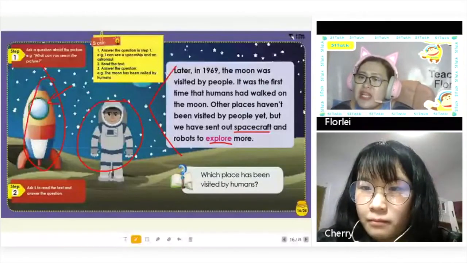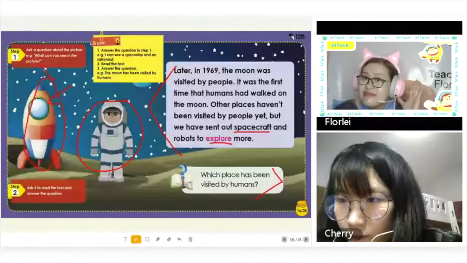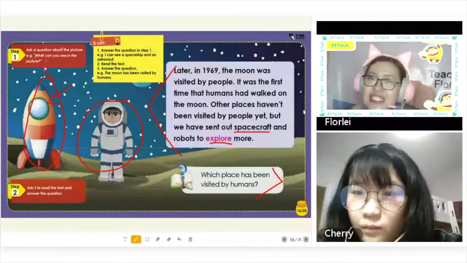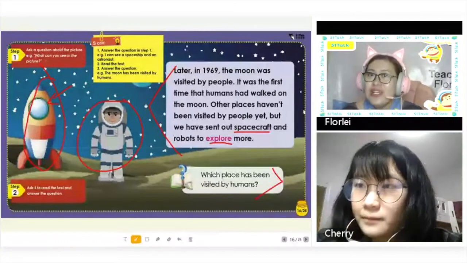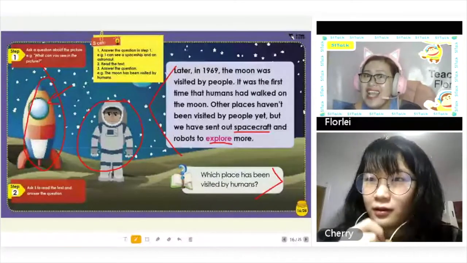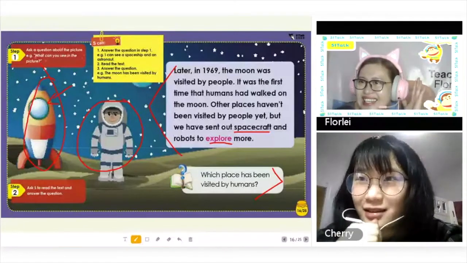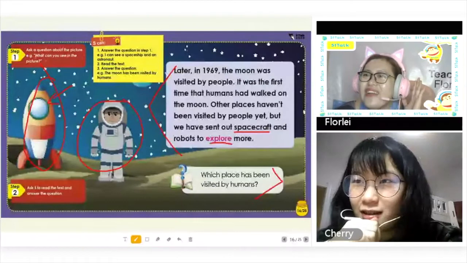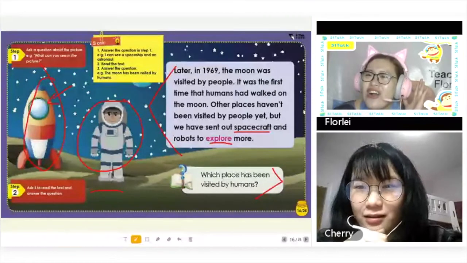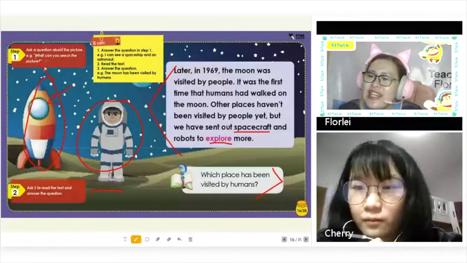Which place has been visited by humans? The moon. So do you know the person who was the first person to set foot on the moon? Do you know the name of that person? I know. Okay, who is he? It's Neil Armstrong. He's the first man to set foot on the moon. Okay, let's go to the next page.